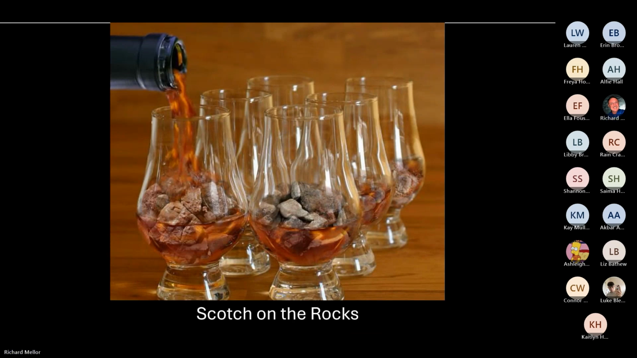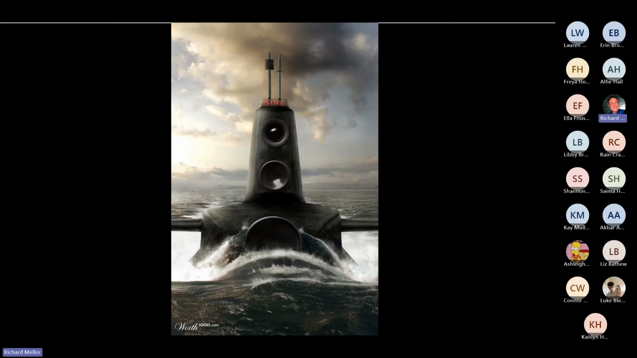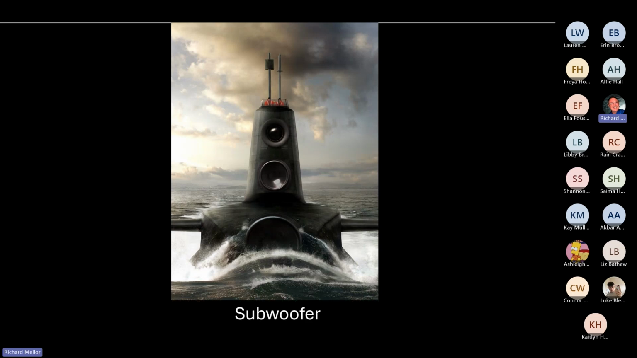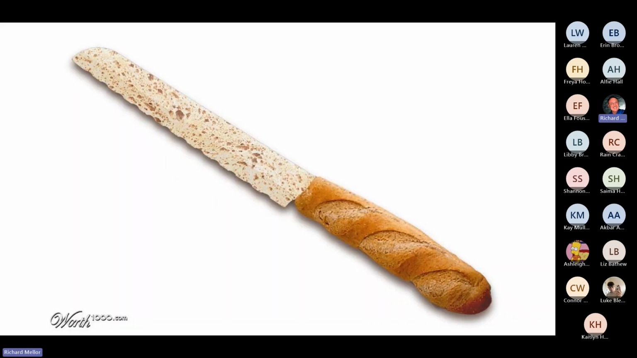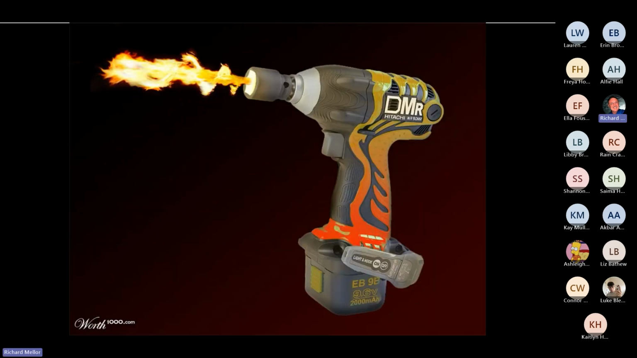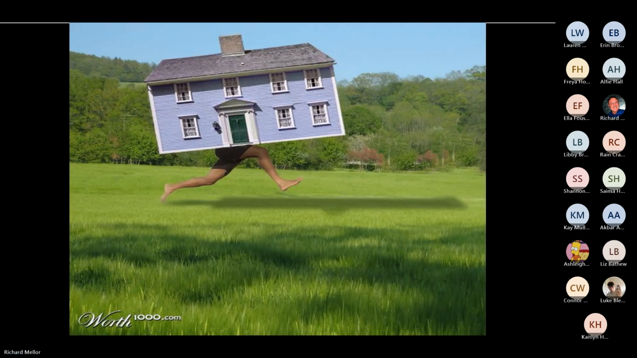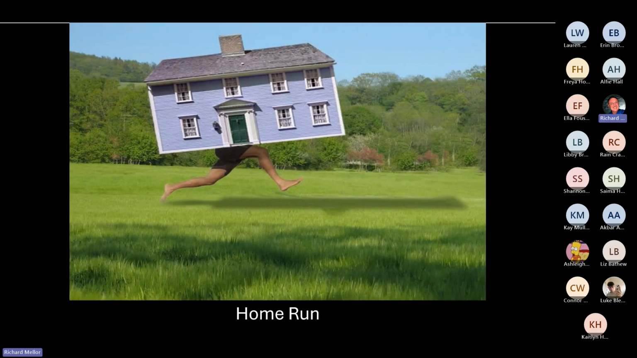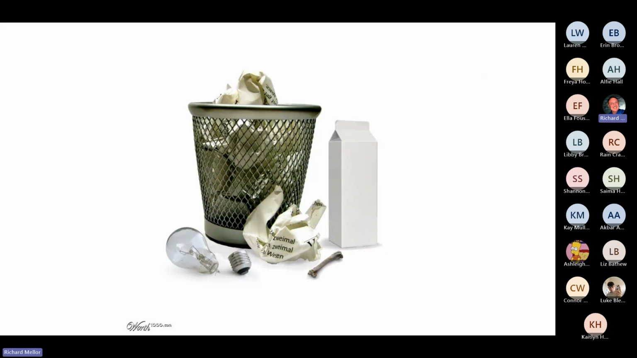Well done. And this one, again, if you're looking at the image, you're seeing what's peculiar about it and why it might be a clue. Did you say subwoofer? As in submachine and woofer. Very good. See, already you're now masters of metaphor. And this one, bread knife. A knife made out of bread. Correct. And this one, correct, fire drill. And this one, home run. Got you on that one.